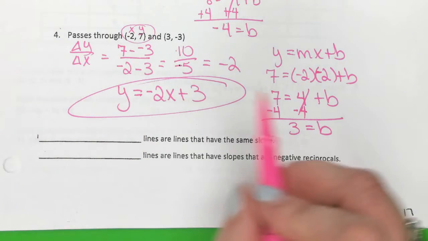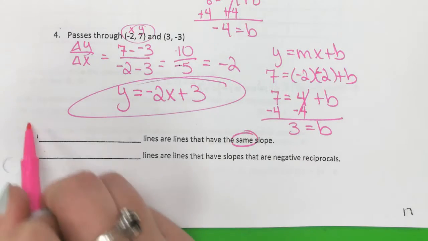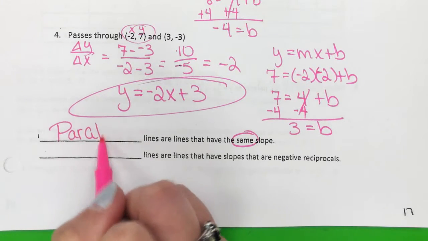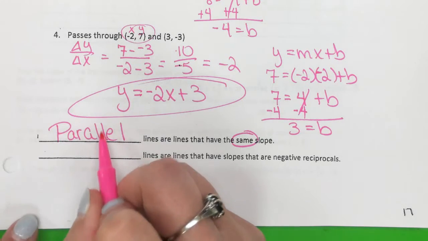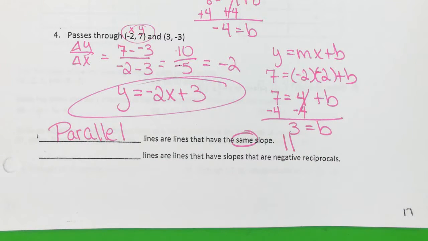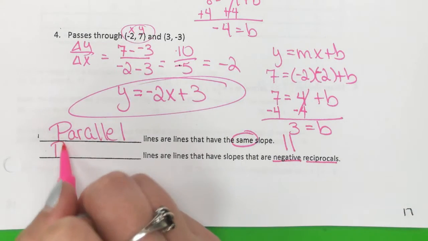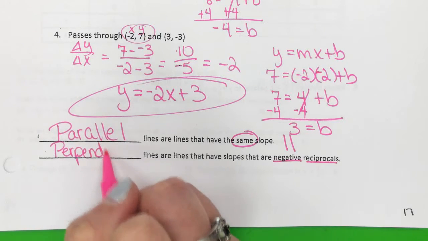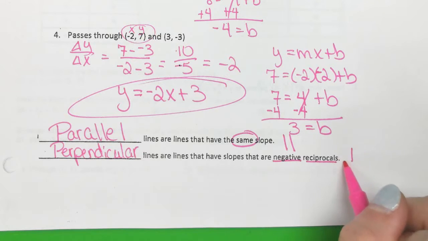All right, look down the bottom. What kind of lines have the same slope? Starts with a P. Parallel. There you go. Do you remember the symbol for parallel? See the two lines and the L's? That's the same for parallel. That's the symbol. Okay. All right. Which ones have negative reciprocals? Perpendicular. There you go. What was the symbol for that one? Upside down T. There you go.